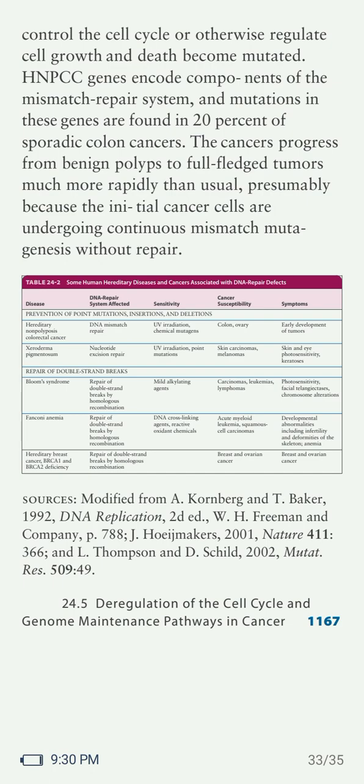HNPCC genes encode components of the mismatch repair system, and mutations in these genes are found in 20% of sporadic colon cancers. The cancers progress from benign polyps to full-fledged tumors much more rapidly than usual, presumably because the initial cancer cells are undergoing continuous mismatch mutations without repair.